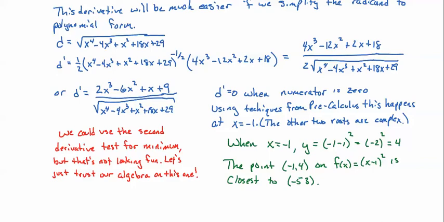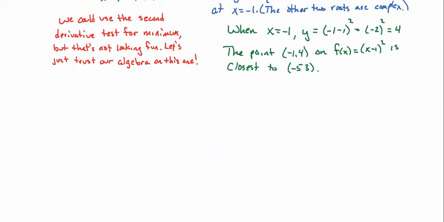So I know the point (-1, 4) on the graph of f of x is the closest to the point (-5, 3). Now, if I wanted to test and make sure it was a minimum, I don't want to take that second derivative. That's horrible and not fun to evaluate. So it's about at this point that I say, trust your algebra. You probably did it right. Next example.